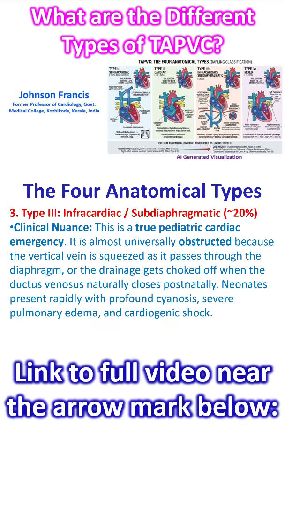It is almost universally obstructed because the vertical vein is squeezed as it passes through the diaphragm, or the drainage gets choked off when the ductus venosus naturally closes postnatally. Neonates present rapidly with profound cyanosis, severe pulmonary edema, and cardiogenic shock.